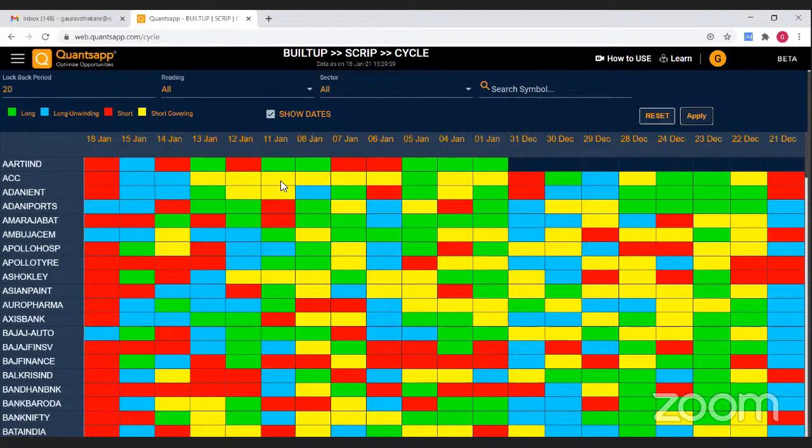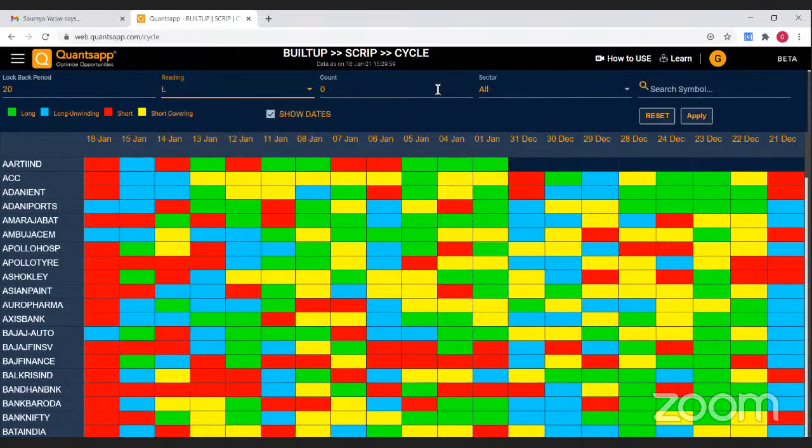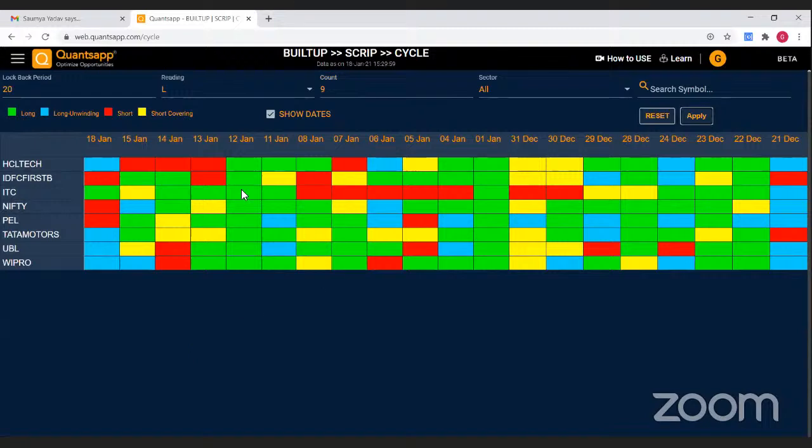That's normal. Now I am more interested in looking at how many stocks in the last 20 days were in long. So if I say, let's say 9 days, I want to see, out of the last 20 days, in which stocks at least 9 days were long. So I can filter out my stocks over here. I can see most of them, from different sectors. I can see HCL Tech, HDFC Bank, ITC, Nifty, PL, Tata Motors, UBL, Wipro. These are all the stocks in which 9 of the last 20 days were long.